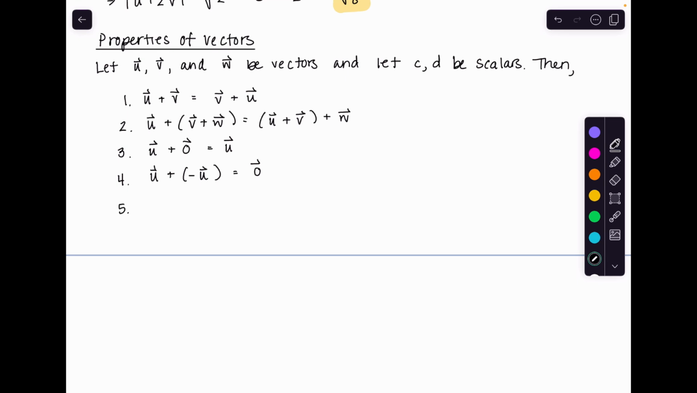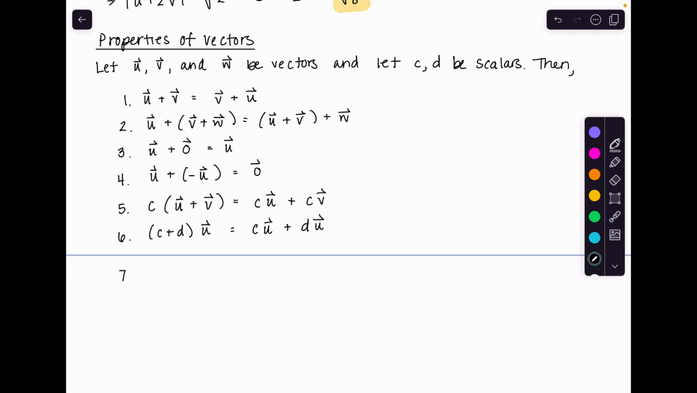Next one has to deal with the distributive property. If I take c and I go ahead and multiply that by u plus v, you can absolutely distribute that. So do c times u plus c times v. And then on a similar note, if I'm doing addition of two scalars out front and then multiplying the vector afterwards, you can distribute that vector out. So this is the same as cu plus du.